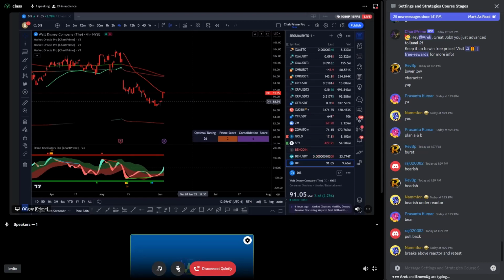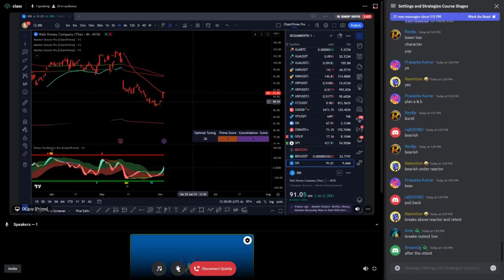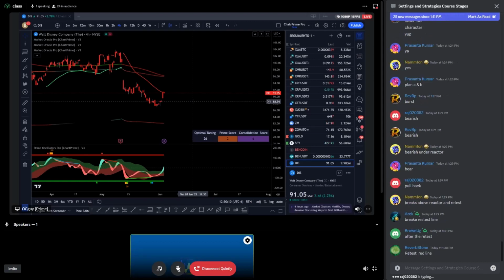There's going to be two zones for longing this. On the pullback, yes, Rash. Give me one price approximation so I can understand a bit better. Breakout and retest, yes, number one. You got it. You nailed it right there. Yes, and break resistance line. Yes, you got it also, Eric. After the retest, yes. Guys, I think you just nailed it. Let me also help you out with the next one. Retest the red line, yes.